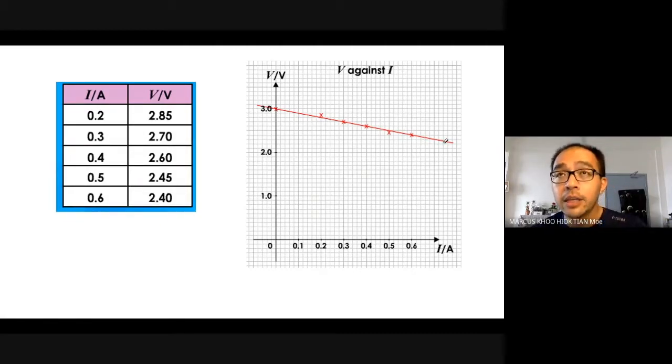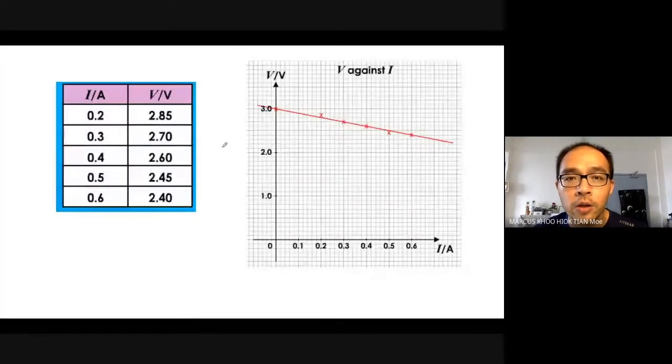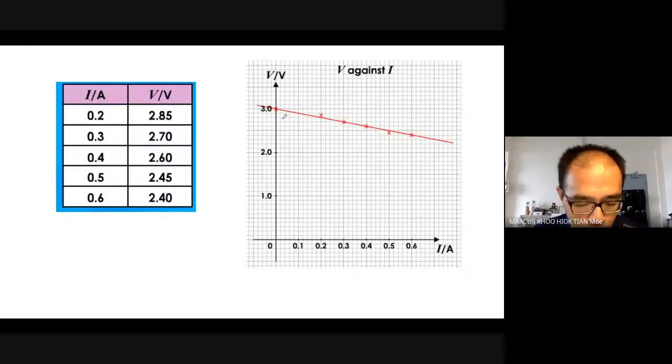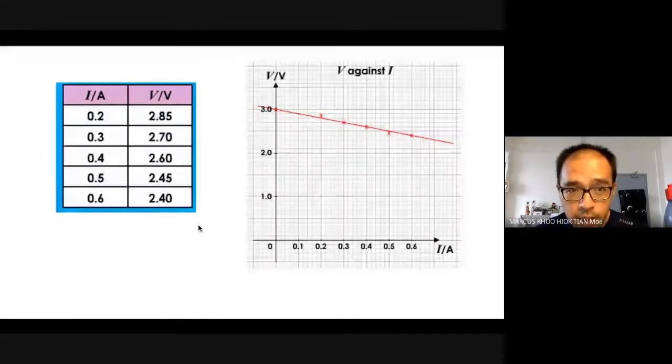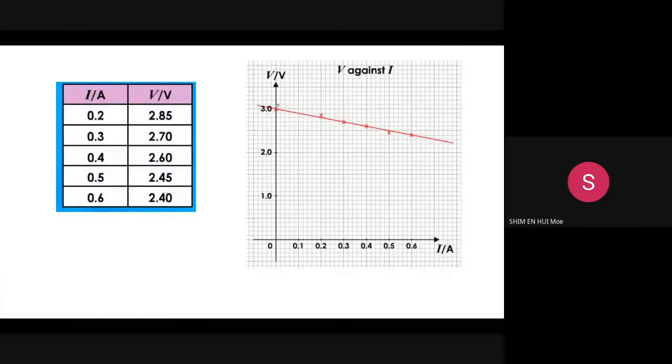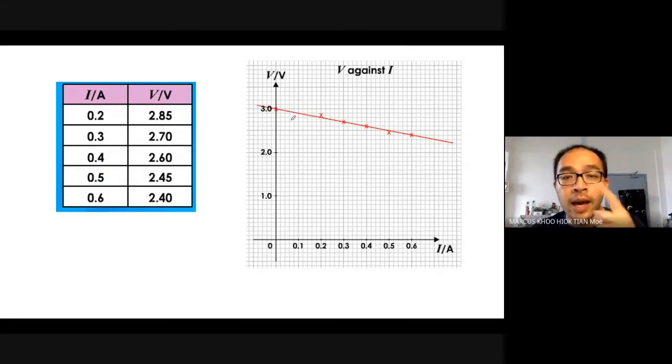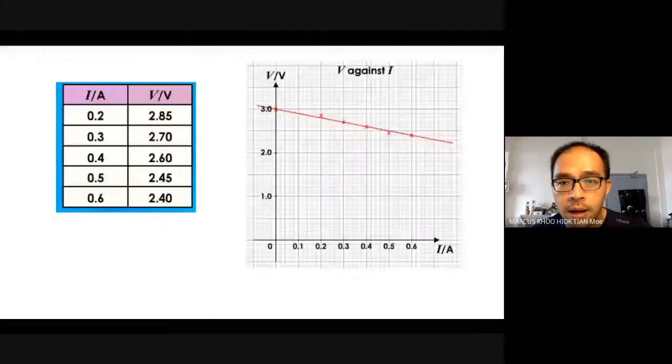If you followed the video closely yesterday, what is this value? This 3.0 actually represents what? Somebody? Oh, you know what? I'm going to call names. This 3.0 here. If in your graph it is not 3.0, it's okay, but in this graph, this 3.0 represents what? This 3.0 is the E.M.F. It represents the E.M.F. How do you calculate the internal resistance by referring to this graph? Damir.